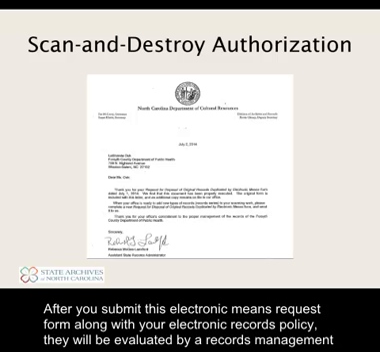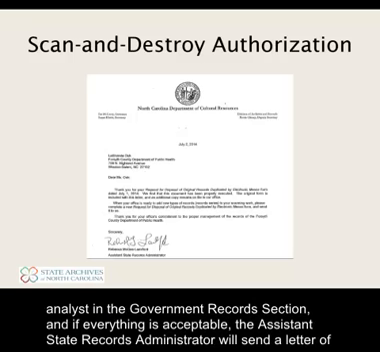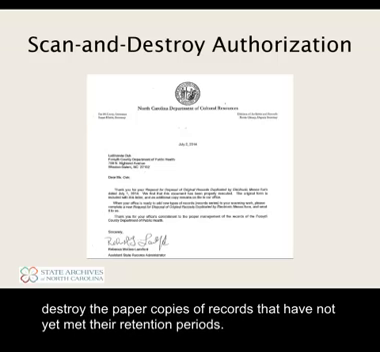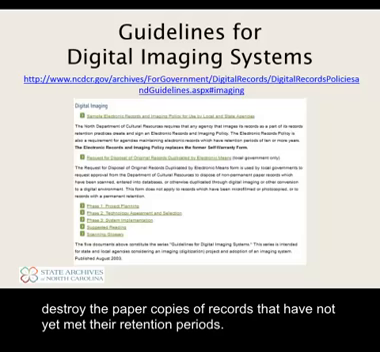After you submit this electronic means request form along with your electronic records policy, they will be evaluated by a records management analyst in the government records section, and if everything is acceptable, the Assistant State Records Administrator will send a letter of authorization along with a signed copy of your request form. These documents should be kept in your office to verify that you have permission to destroy the paper copies of records that have not yet met their retention periods.